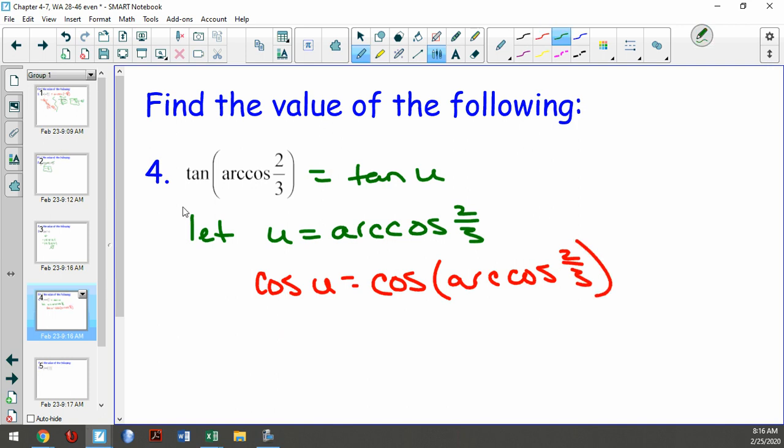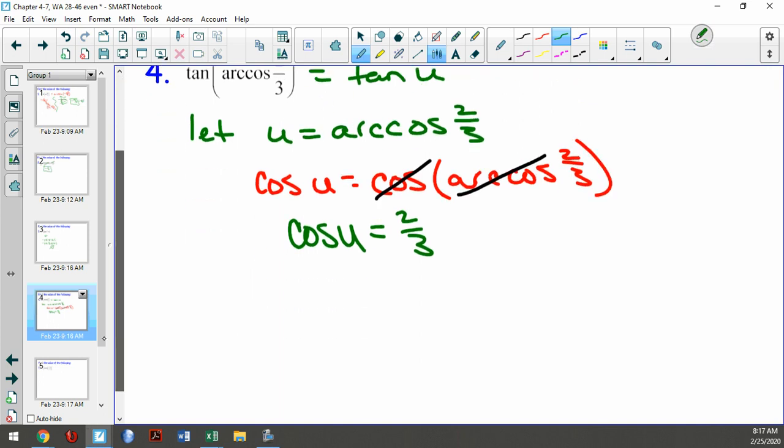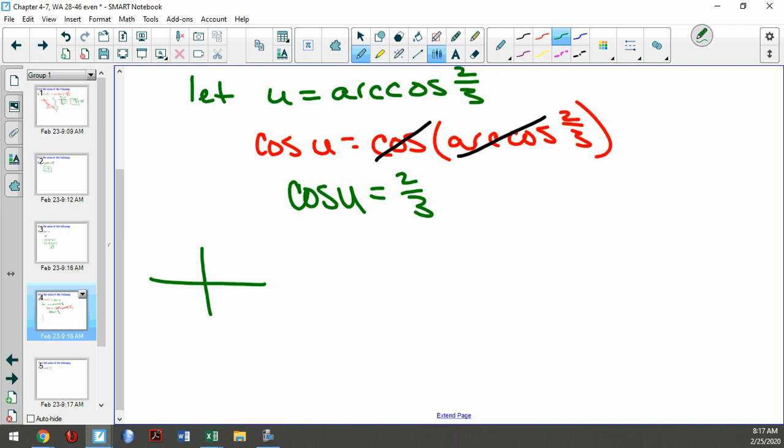And guess what? 2/3 is in between -1 and 1, so therefore, I can cancel that out. And now I have the cosine of u is equal to 2/3. Totally legal. Now, whenever I use the arc cosine, it goes from 0 to pi.